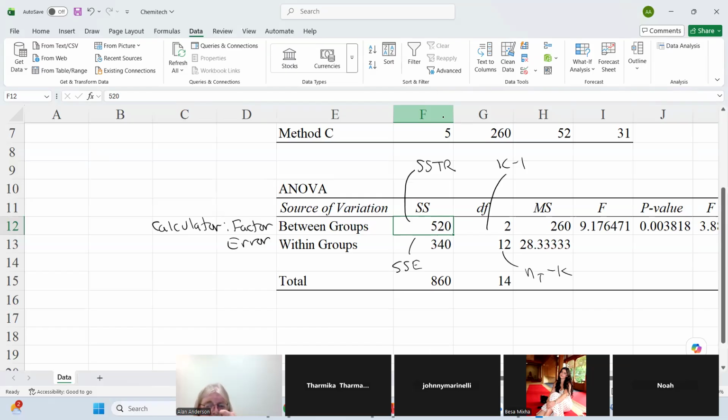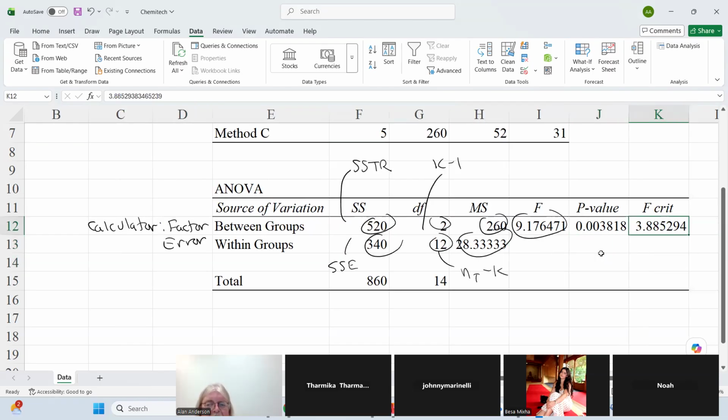And now MS is the ratio. This 260 is the ratio of these two numbers. The 2833 is the ratio of these two numbers. The F statistic is the ratio of these two numbers. And then finally, we have the p-value. Now, here's an added bonus. Look what Excel did for us. You don't see this every day. F crit, that's our critical value. If we want to use it, it's right there. We don't have to look up anything.